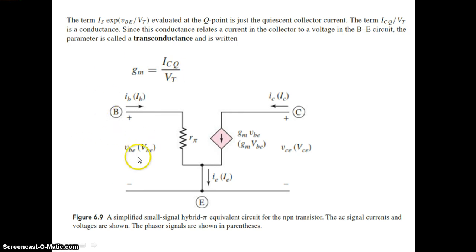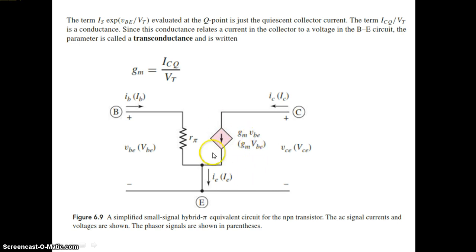Now draw the simplified small signal hybrid pi equivalent circuit for the NPN transistor. Here is the base emitter resistance, or diffusion resistance, R pi, and here is the transconductance current source, given as GM into VBE. In the hybrid parameters we wrote this current source as HFE IB; here it is given in terms of transconductance.